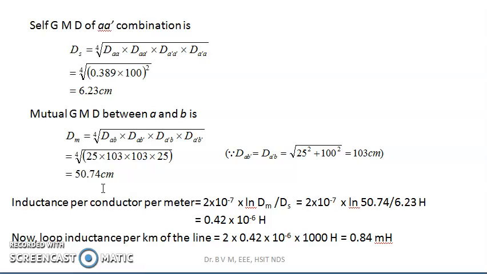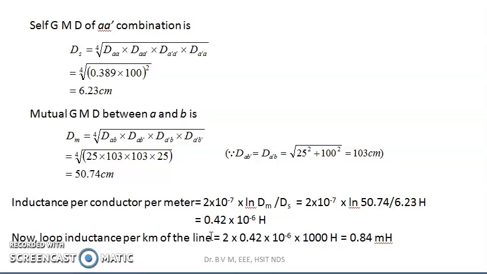Okay, mutual GMD. So the inductance per conductor per meter is equal to 2 into 10 raised to minus 7 natural log of Dm by Ds. Substitute the values of Dm and Ds, how much will you get? 0.42 into 10 raised to minus 6 Henry per meter. Now we have to calculate per kilometer. So the loop inductance per kilometer of the line is given by 2 into 0.42 into 10 raised to minus 6 into 1000 Henry.